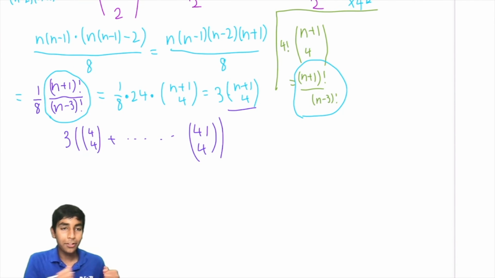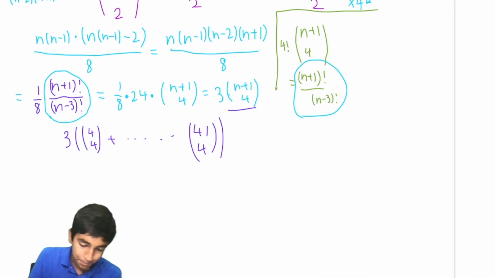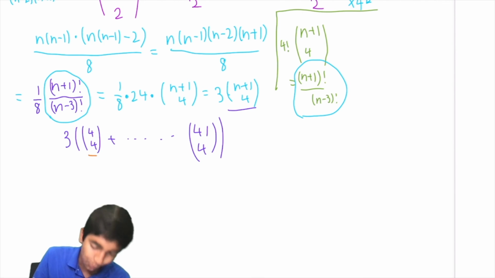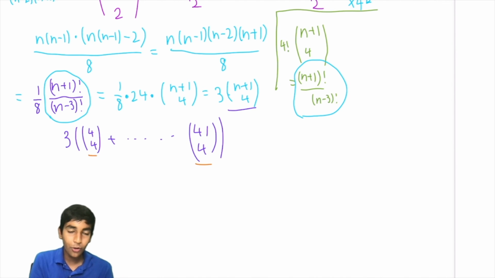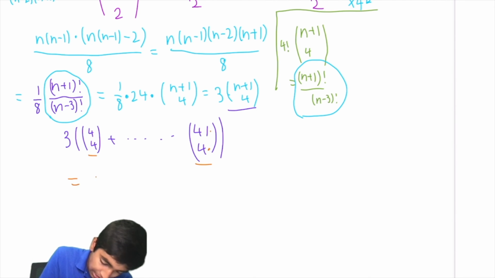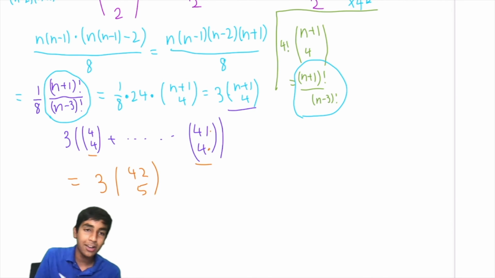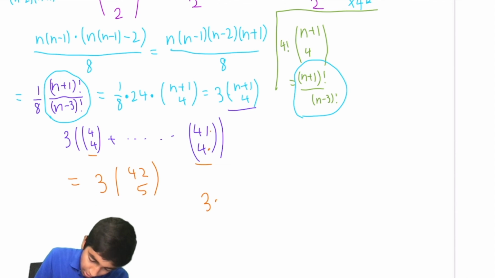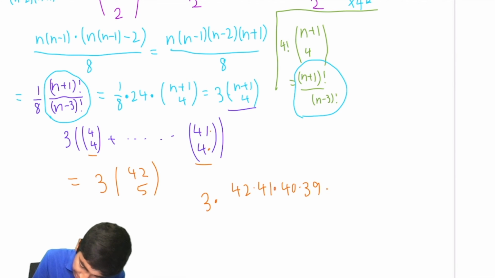Okay, now what's the sum from 4 choose 4 to 41 choose 4? Is that an identity maybe? Maybe the hockey stick identity? Because we're summing from 4 choose 4 to 41 choose 4. It starts at 4 choose 4, and we increase this by 1 each time. This is 3 times 42 choose 5 by the hockey stick identity. Now, let's simplify: 3 times 42 times 41 times 40 times 39 times 38 over 5 factorial, which is 120.